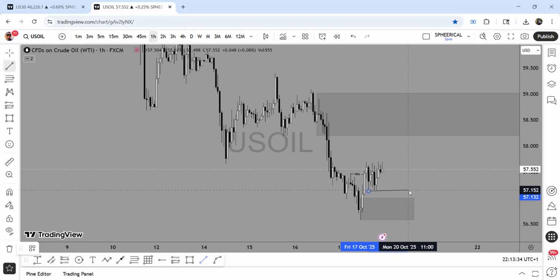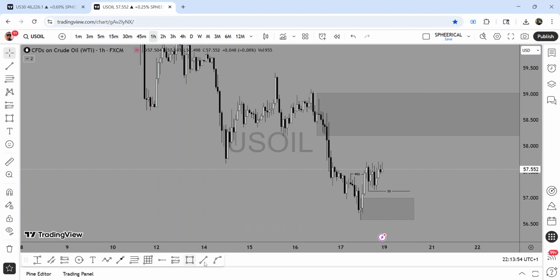I will take it. Once the market comes down there, I will look for an entry in 15 minutes. Then I will take it from there. You can see this is liquidity. Let's label it. I label my liquidity with a dollar sign. So this is liquidity.